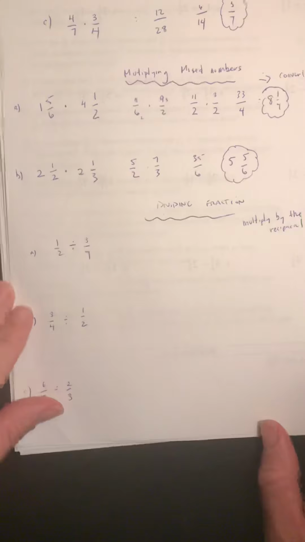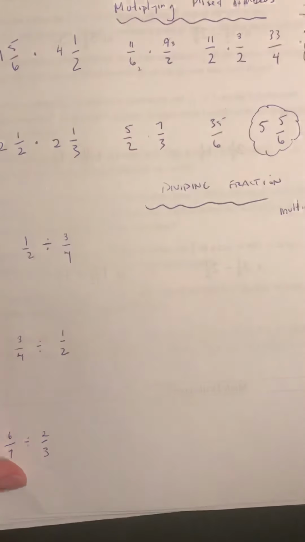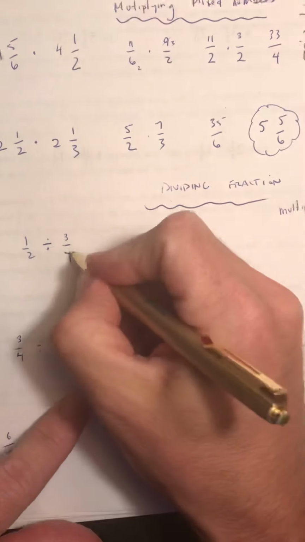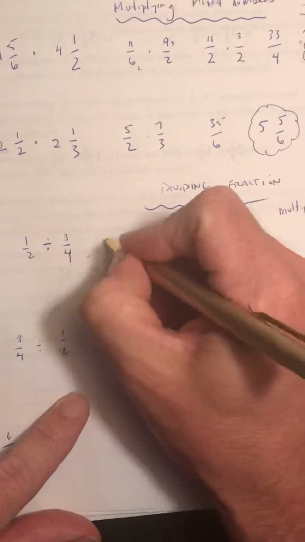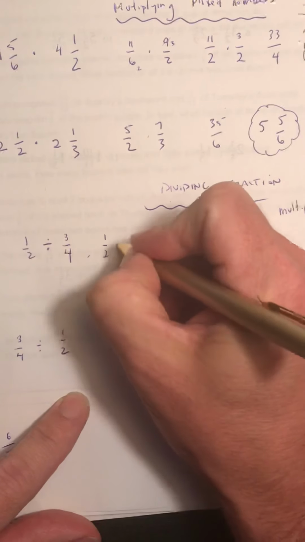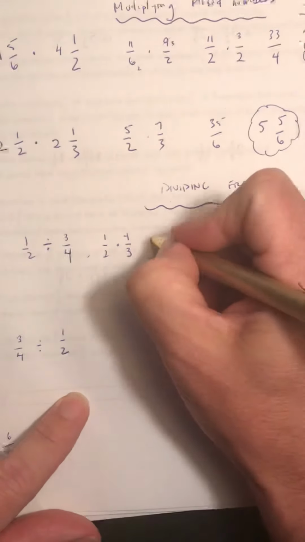So we have 1/2. Let me zoom in a bit here. We have 1/2 divided by 3/4. It's a 4 not a 7, guys. Okay, let me rewrite that. 1/2 times 4/3. And we know how to do that.